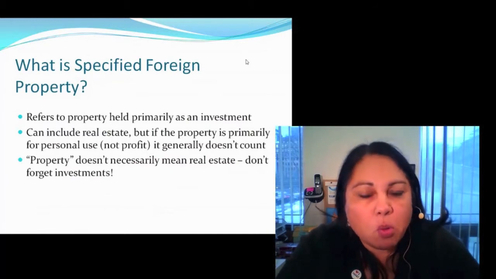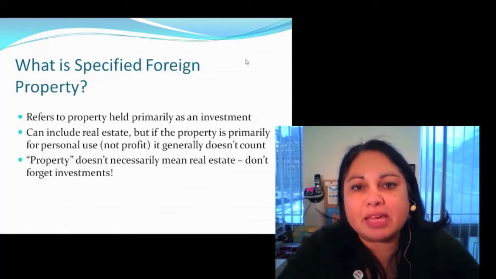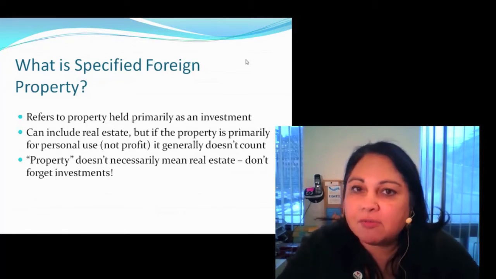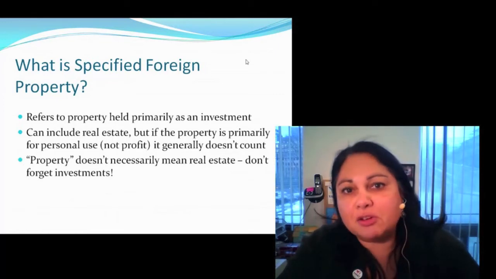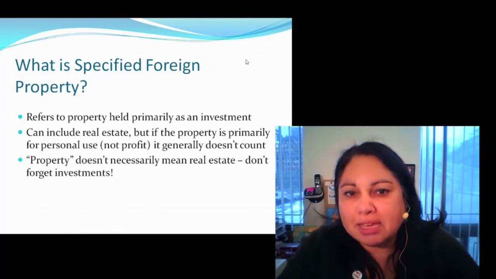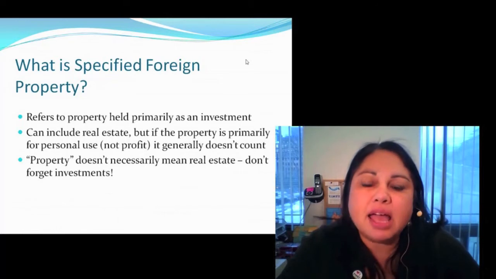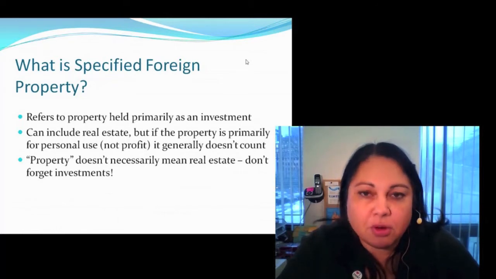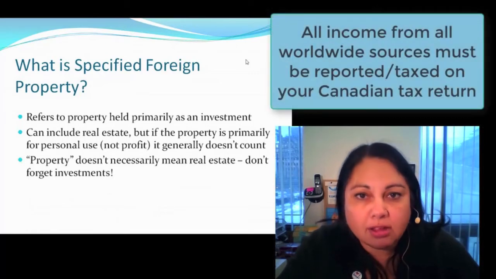Now, you may be wondering why this question is even being asked, and the reason it's being asked is because the government really wants to keep track of whether or not you might have some foreign assets that are perhaps making you a profit that you have forgotten or omitted to report on your Canadian income tax return. As you probably know, if you are a tax resident of Canada, you must report all income from all worldwide sources on your Canadian income tax return and be taxed on it.